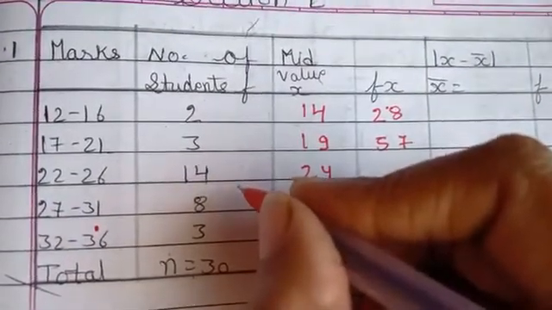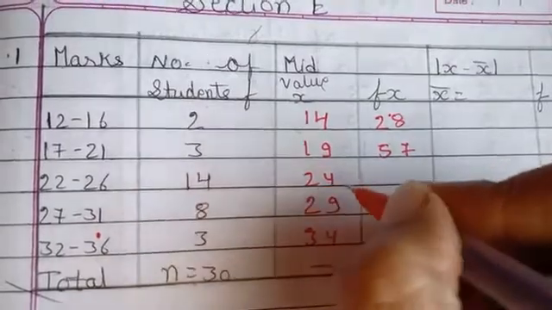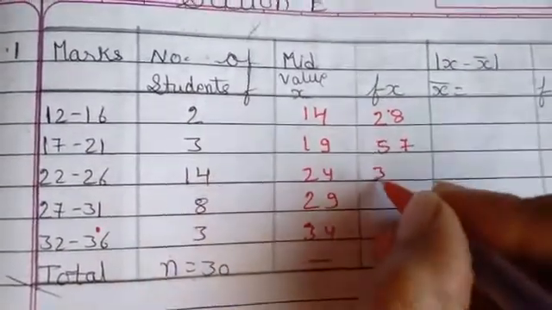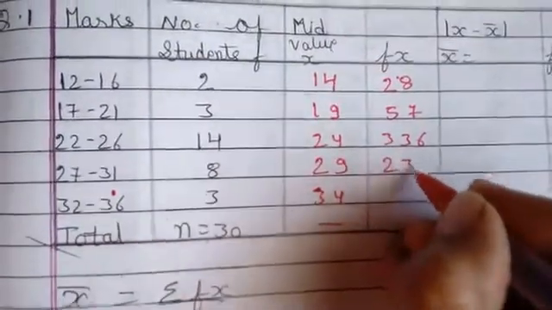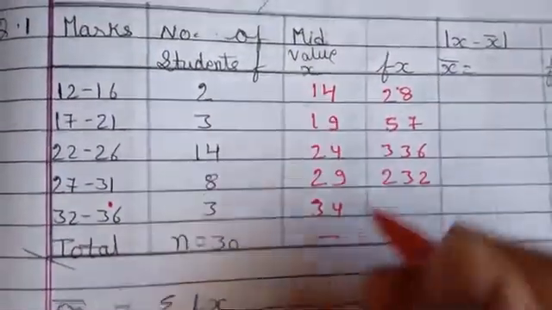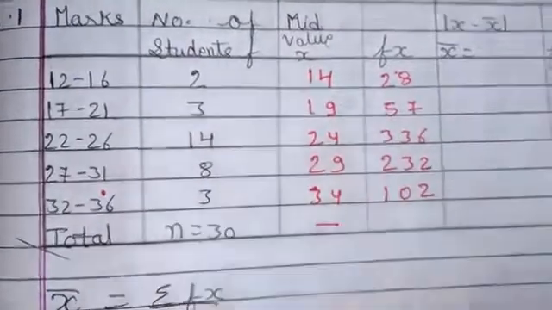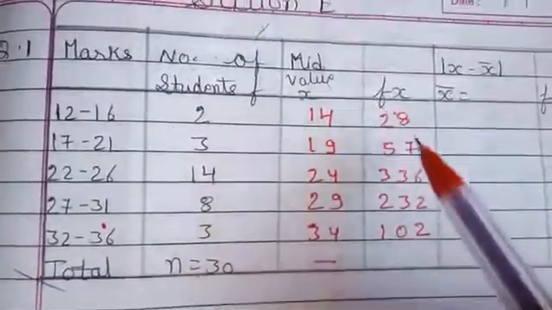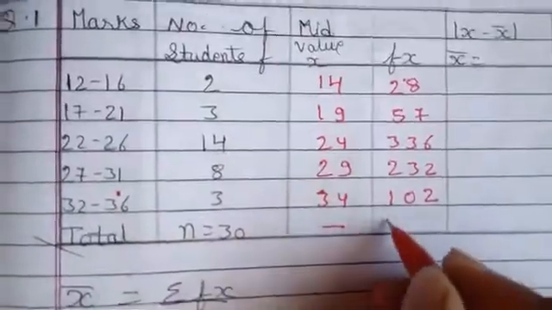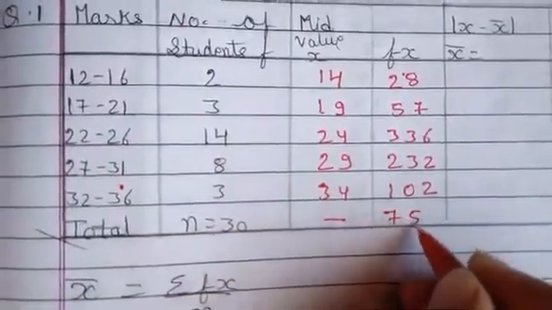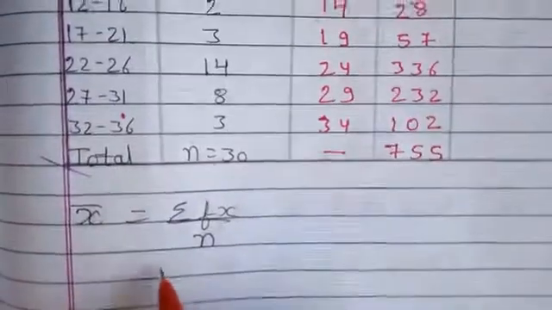14 multiplied by 24, that is 336. 8 multiplied by 29, 232. 3 multiplied by 34, that is 102. Now we have to do the total of all this. So our sigma fx will come 755.